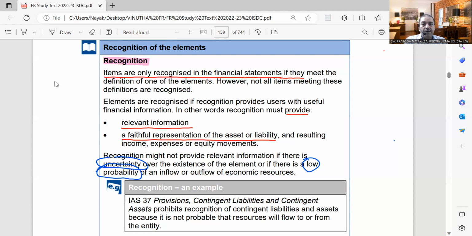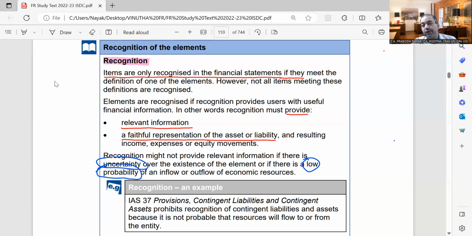We discussed assets, liabilities, equity, income, and expenses. Now, if any of the items that we have satisfy any of the definitions which we have learned of the 5 elements of the financial statements, then only it will be recognized, then only it will be included in the financial statements. If it is not satisfying any of those conditions, then it will not be included in the set of financial statements. However, elements are recognized if recognition provides the users with useful financial information.